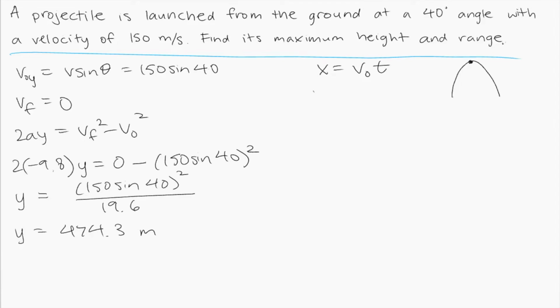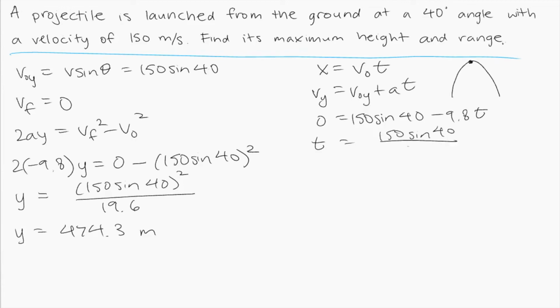So we can use the equation Vy equals V0y plus at, and so this is 0 equals 150 sine 40 minus 9.8t. So t equals 150 sine 40 over 9.8.